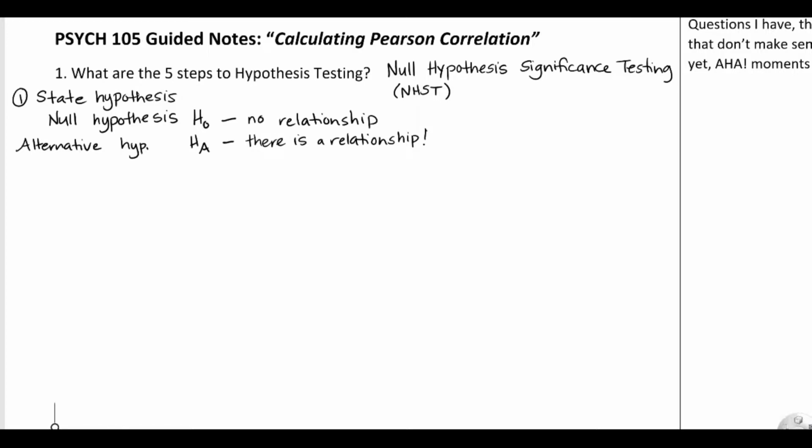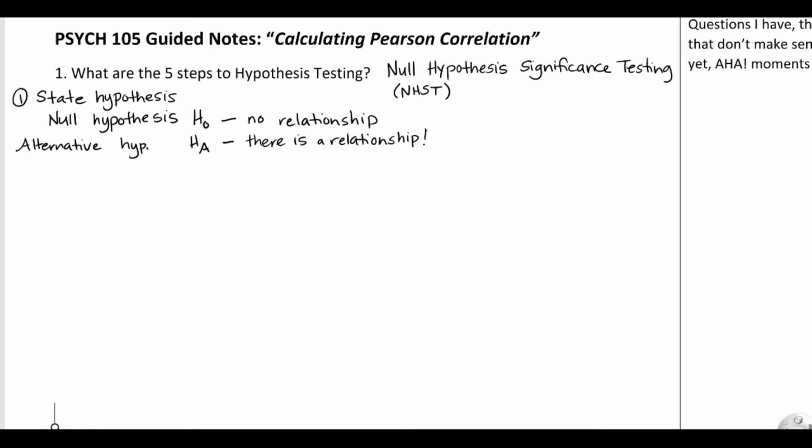There is a relationship. Notice that this is very vague. We don't say there is a strong relationship, or a weak relationship, or a positive relationship, or a negative relationship. Because really, when we're conducting a research study, we don't know what kind of relationship there is, or even if there is one to find. So we come in and we say, okay, there's two possibilities. There either is one, the alternative hypothesis, or there's not, the null hypothesis.